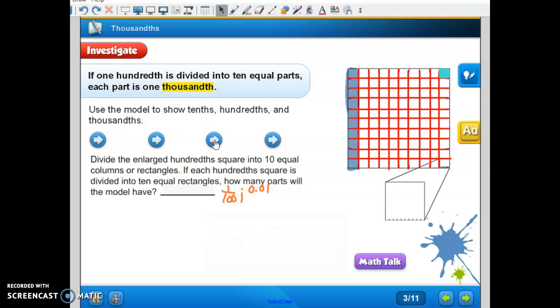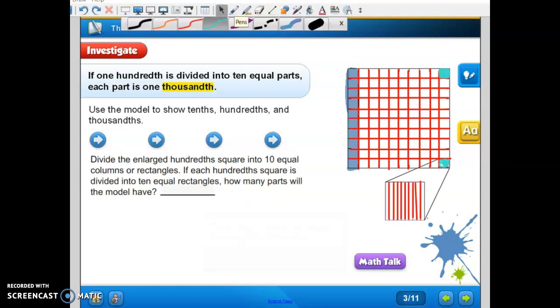Now we're going to go down to this enlarged square, which is really one of those little squares that we shaded, all enlarged. So you're going to have to take your ruler and go from the top to the bottom, up and down, and make 10 columns. Okay, so we took our enlarged hundredth square and divided it into 10 equal columns or rectangles. If each hundredth square is divided into 10 equal rectangles, how many parts?